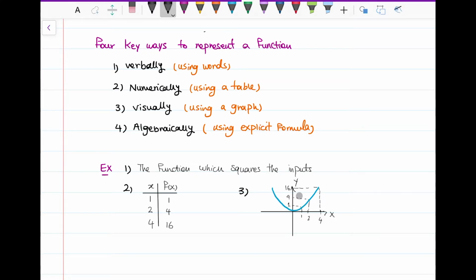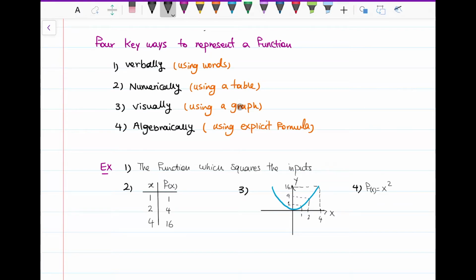This blue graph is the graph of this function, and the formula that explicitly represents the function is this one: y equals x squared. Or I can say, instead of y, I can say f of x equals x squared. Any input gets squared. Okay. These are 4 ways to represent the function, but as I said, we usually use graph and formula in calculus.